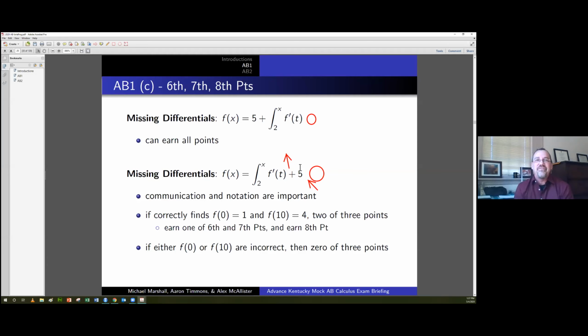So, if either of them are incorrect, then we don't know what's going on. Do they have the dt in the wrong spot? Are they moving it around? That's going to be 0 out of 3 points. So that miscommunication will actually carry a pretty heavy consequence for the student who has mistakenly left off the differential.